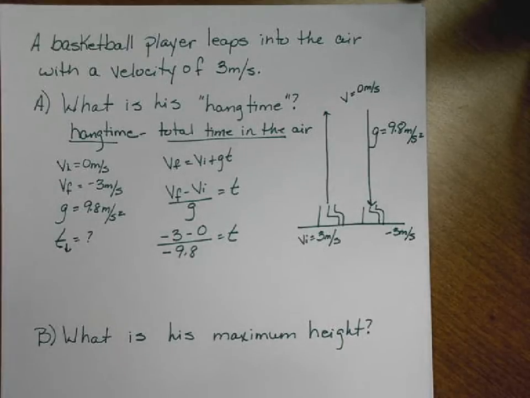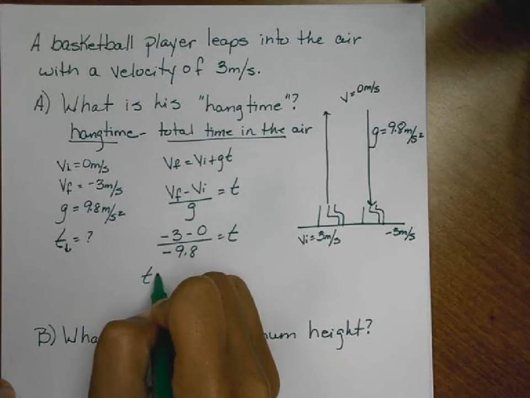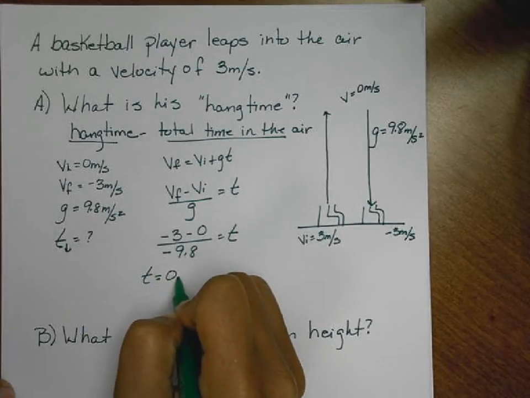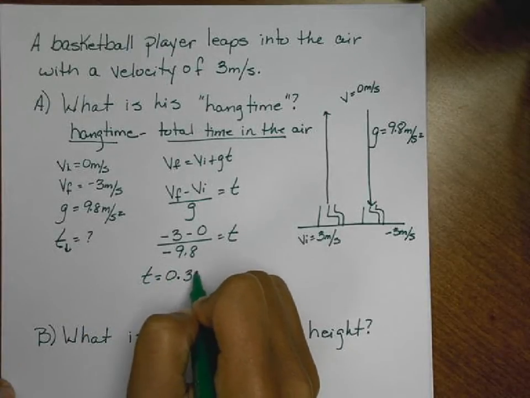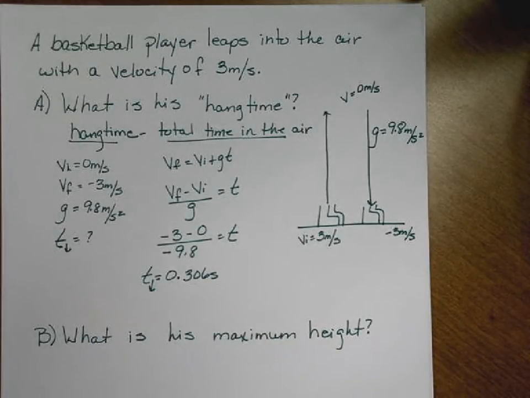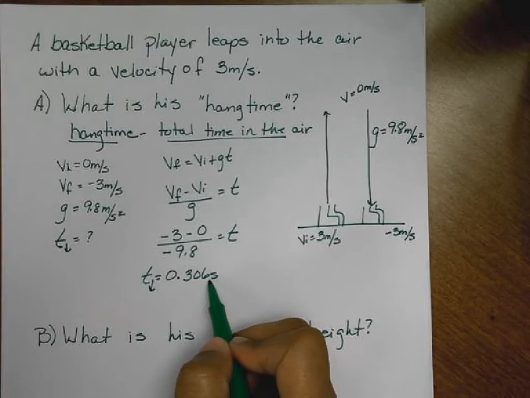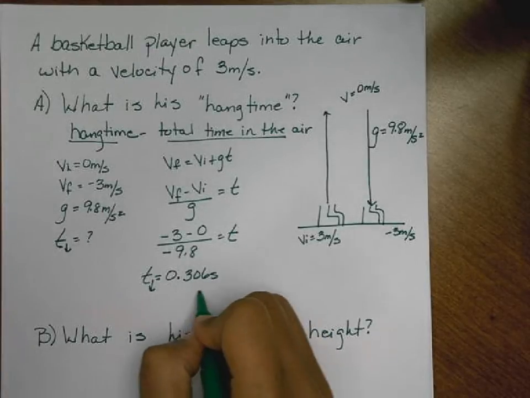So when I put in my numbers, I'll now put them in the calculator, and I get t equals 0.306 seconds. That's the time coming down. The question is, though, what is the hang time, the total time in the air? Well, if this is the time down, then the time up is the same thing. So I'm going to double this.